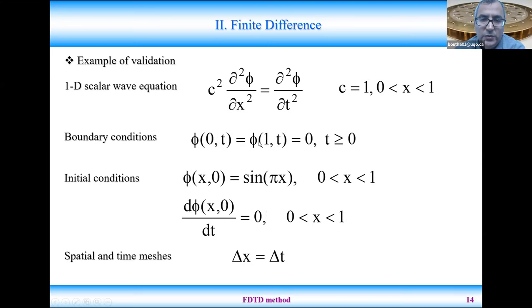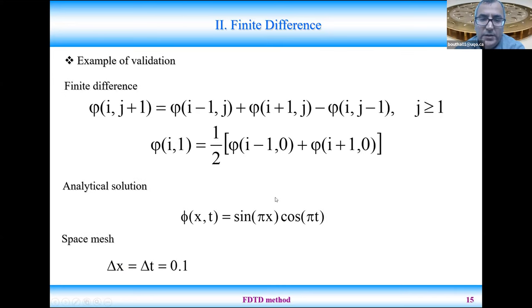So the analytical solution of the problem is given by this. I don't need to show you how to resolve this. You probably studied this before. So the analytical solution is given by this: phi of x and t is equal to sin(pi x) cos(pi t).